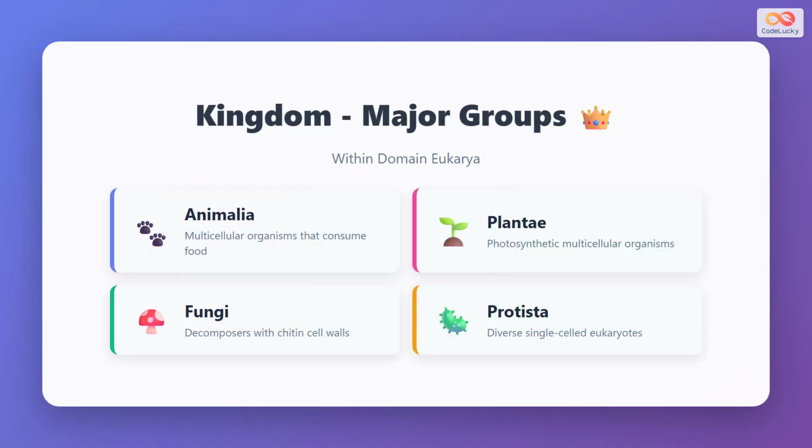Within the domain Eukarya, we find several kingdoms. Let's look at 4 major ones. Kingdom Animalia includes all multicellular organisms that consume food, everything from tiny insects to massive whales. Kingdom Plantae contains photosynthetic multicellular organisms, the plants that produce their own food using sunlight. Kingdom Fungi includes decomposers with chitin cell walls, organisms like mushrooms and molds that break down dead organic matter. Finally, Kingdom Protista is a diverse group of mostly single-celled eukaryotes, like amoebas and algae. Each kingdom represents a major branch of life with distinct characteristics.